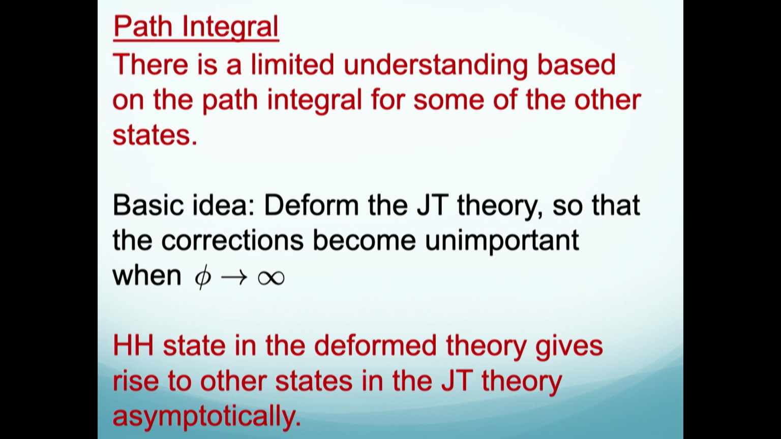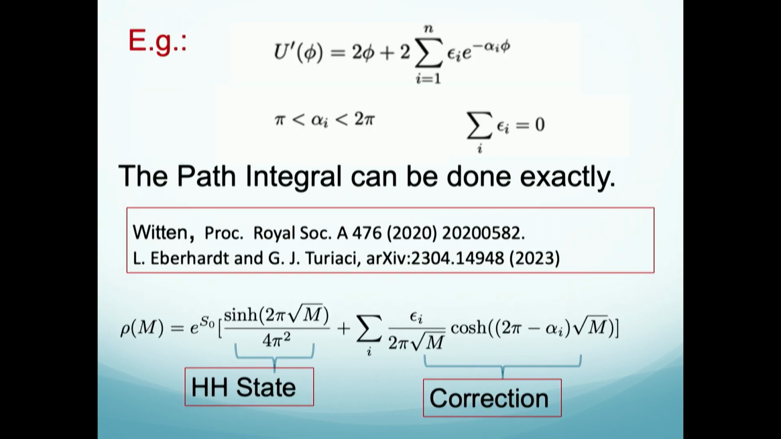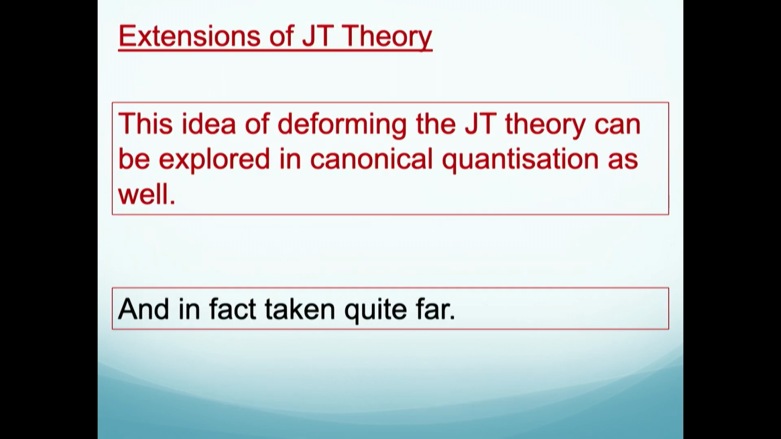Now we construct the no boundary state in this deformed theory, and that should become some state in the original JT theory, but it won't be the Hartle-Hawking state of the JT theory. In fact, you can play with this idea. This is an example of a more general idea discussed in this very nice paper of Chakravarti, Ghosh, Paul, and Suryaraju, of mapping different states to different theories in de Sitter. You can try out that idea by adding exponential corrections to the potential, and indeed you get other states in JT theory with different coefficient functions.